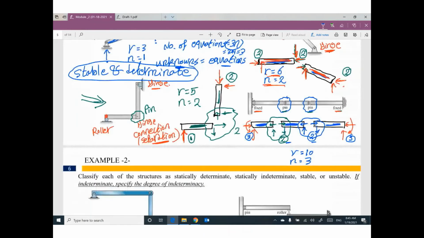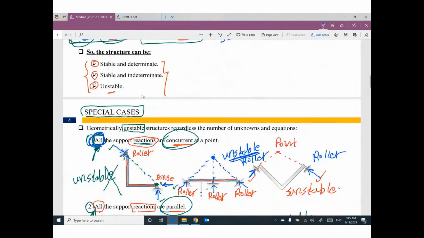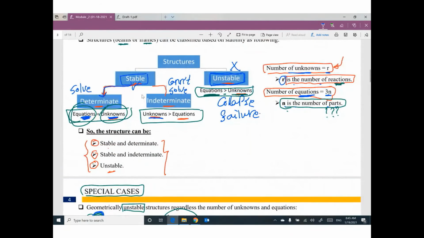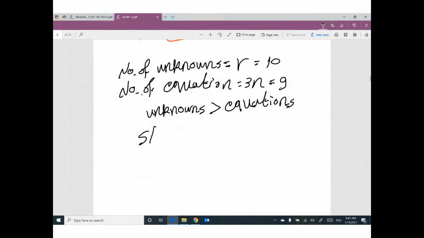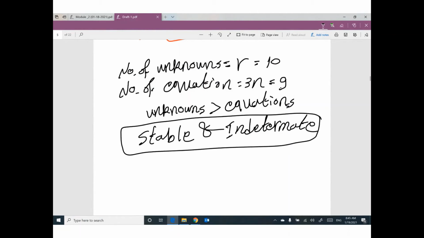Please tell me your final conclusion. If the number of unknowns is greater than the number of equations, that means your structure will be stable and indeterminate. Your structure will be stable but indeterminate.